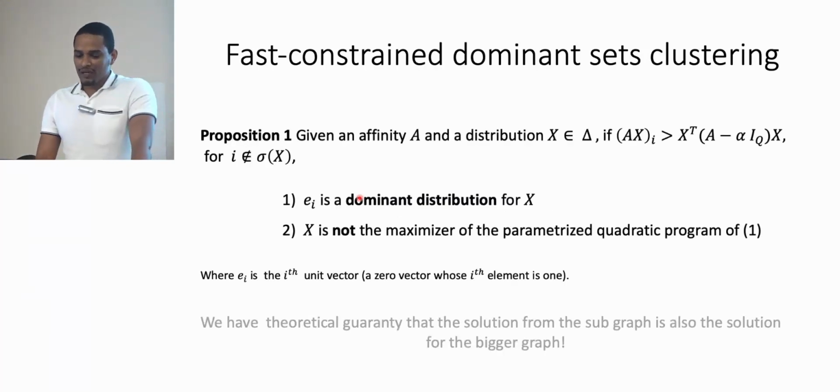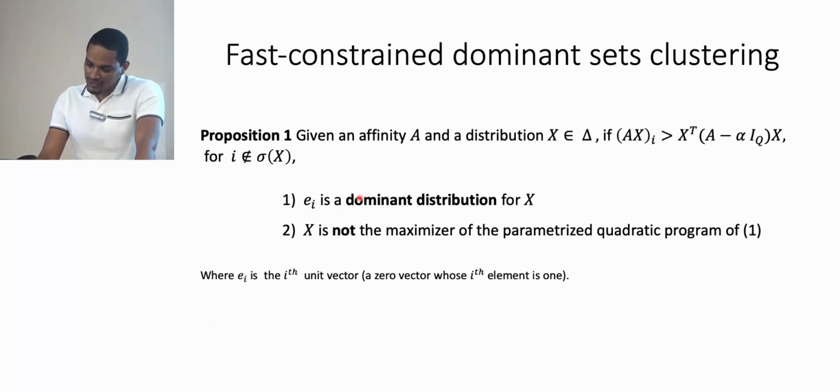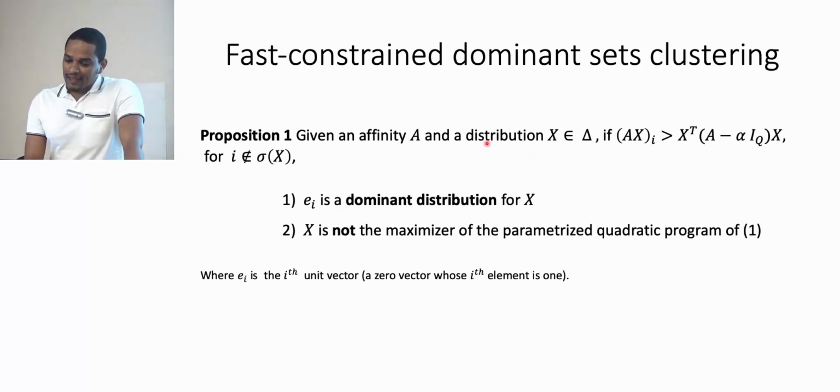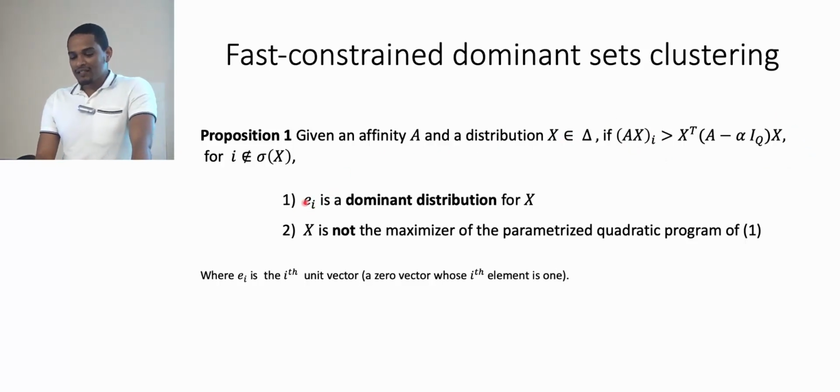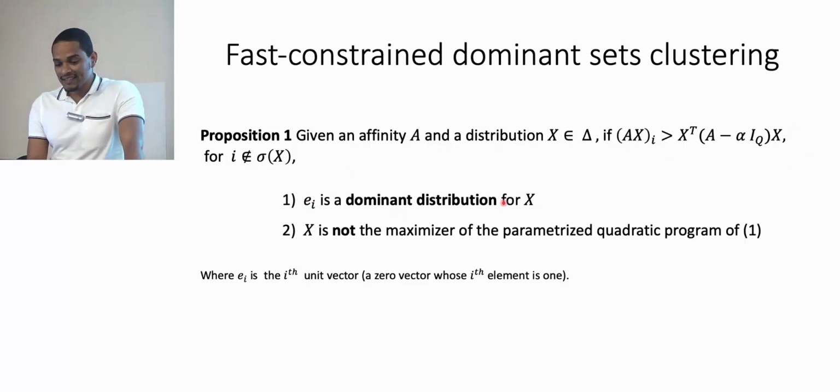With that definition, we have this proposition, which says: given a matrix A, which is an affinity matrix, and a distribution x, if there exists a node r which satisfies this inequality, that means the ith unit vector is a dominant distribution over x, which makes x not a valid maximizer of our program.